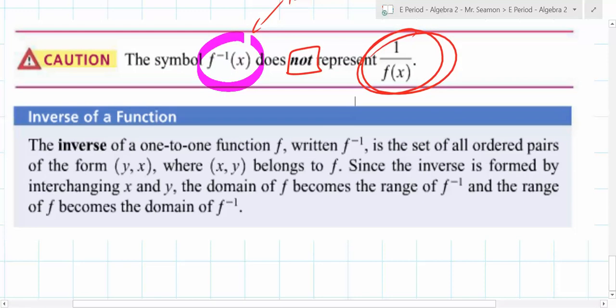An inverse is a one-to-one function, written f to the negative 1, is the set of all ordered pairs of the form (y, x) where (x, y) belongs to f. What that means is if you have a function, and your function has the point (2, 3) on it, what point has to be on the inverse? (3, 2). If you have a point (7, 9), what has to be on the inverse? (9, 7). You literally just flip the x and y values. So f to the negative 1 has (9, 7).